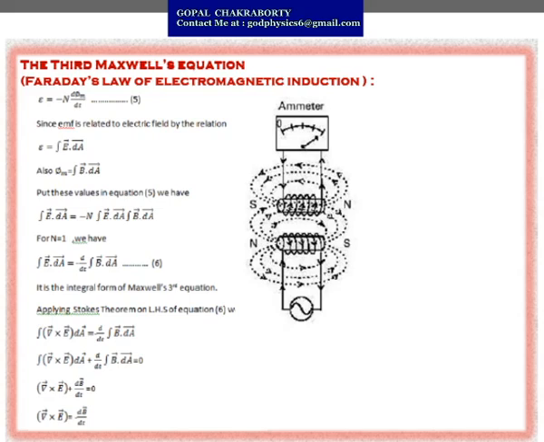A diagram is given here. You can see that we have considered two coils. One coil is connected to a battery. If you change the magnetic flux, that means the lines of force, for one coil, subsequently the other coil will produce an induced EMF, that means current, which shows the deflection in the ammeter. So this is the proof of the third Maxwell's equation.